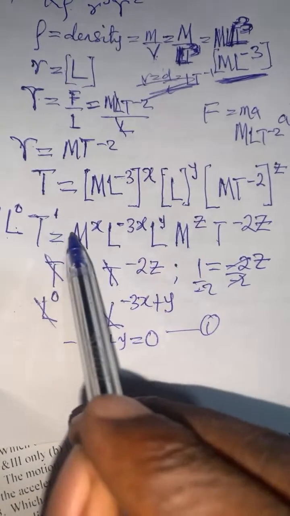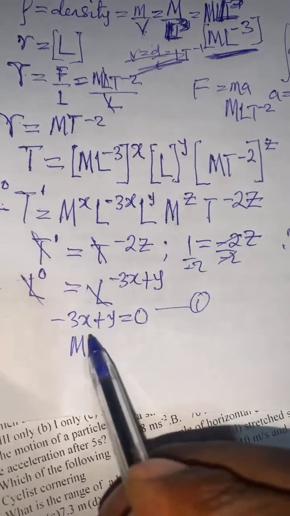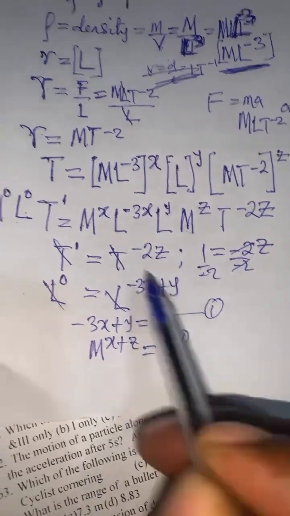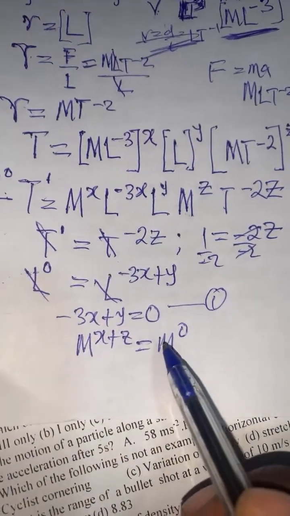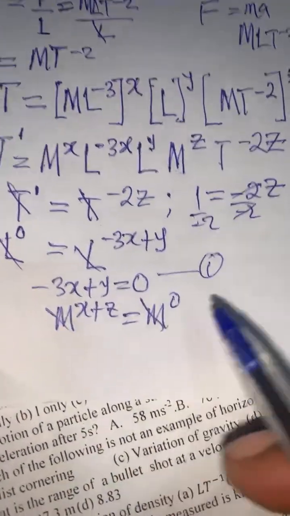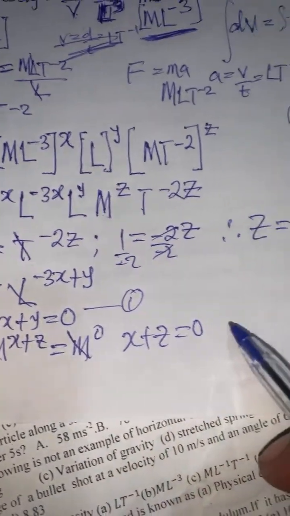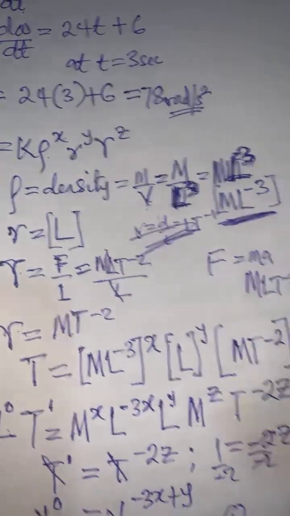Then let's work on m. M, we're having them to be 2. Take one of the m and add the power. This will be equal to m to the power of 0, which is this one. So at this point, we have this cancel out. And we have x plus z equal to 0. Equation 2. Don't mind those equations. It's not like they are going to distract us. Let me bring another slip.